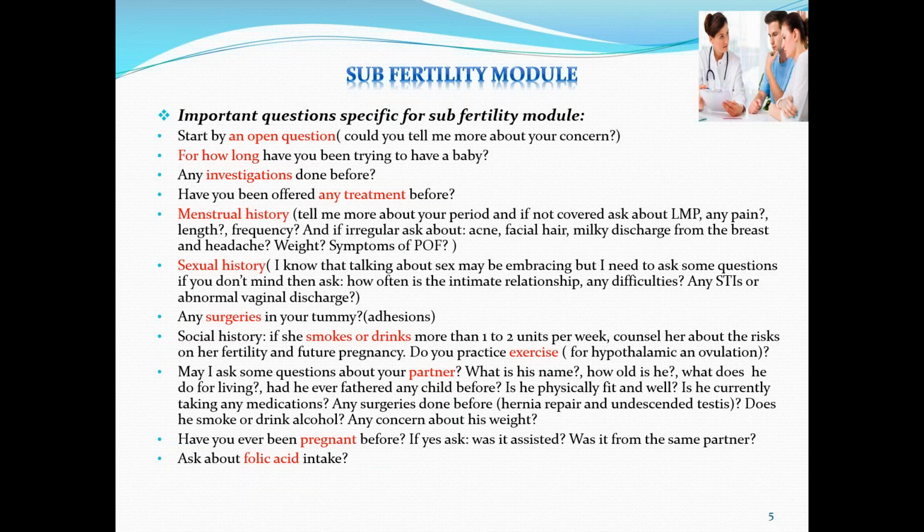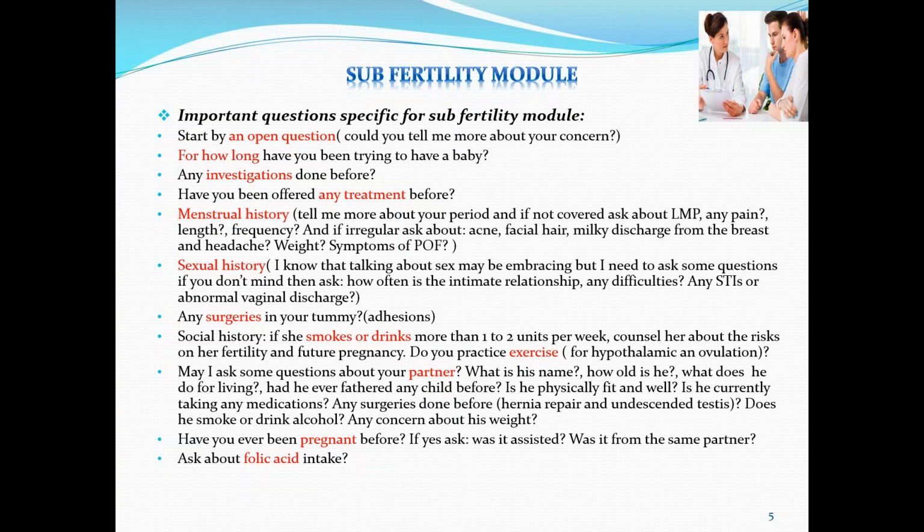Infertility could be due to ovulatory disorder. So ask about details of menstrual history. And if the period is irregular, you need to ask about the possible causes. So ask about acne, facial hair, to rule out PCO. Ask about discharge from the breast, any headache, any visual disturbance, to rule out pituitary adenoma. Ask about the weight, about symptoms of premature ovarian insufficiency. So by these questions, I need to rule out ovulatory disorder as a cause of infertility.